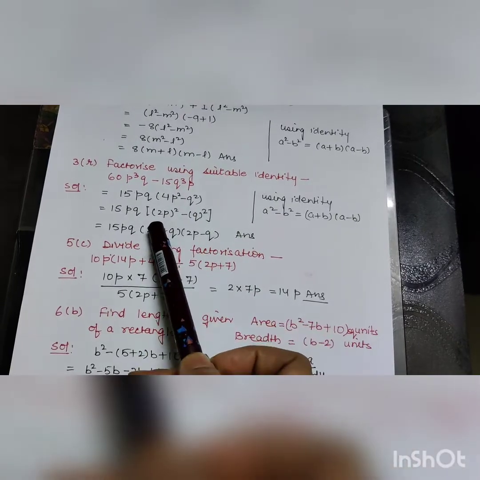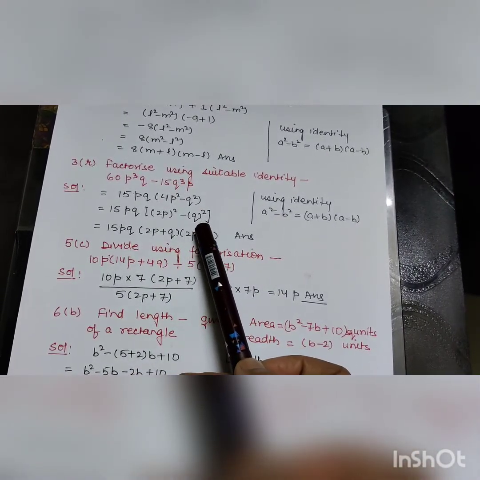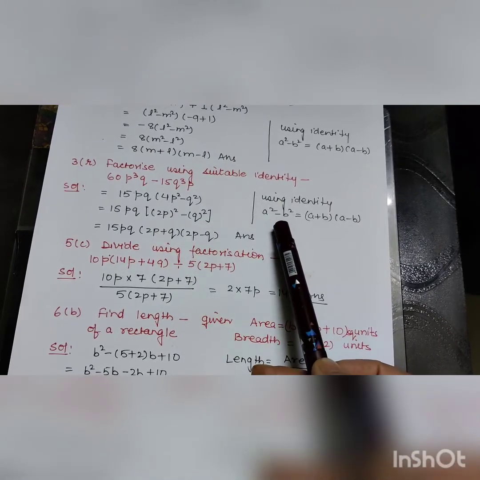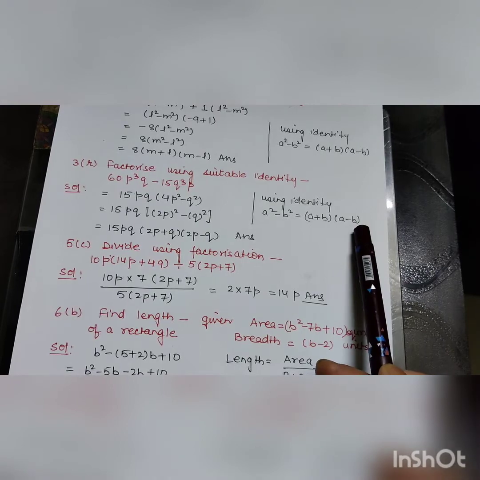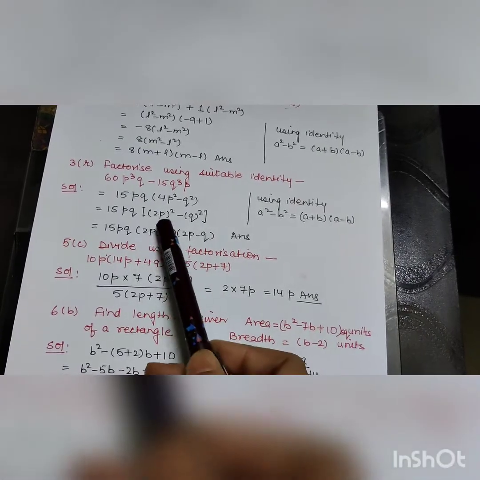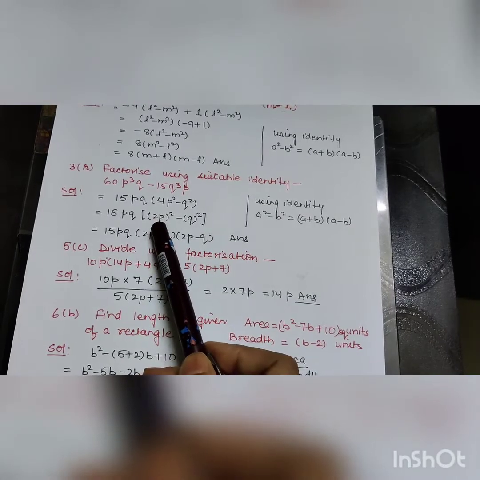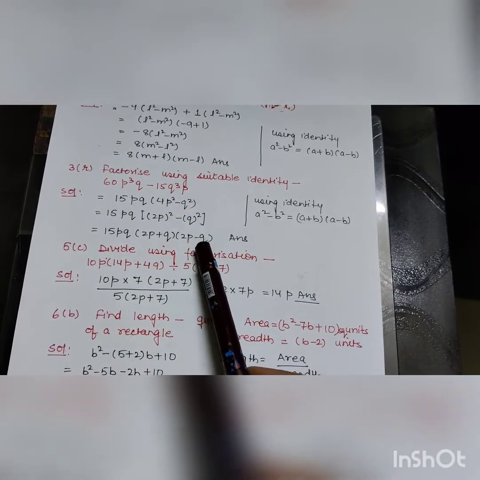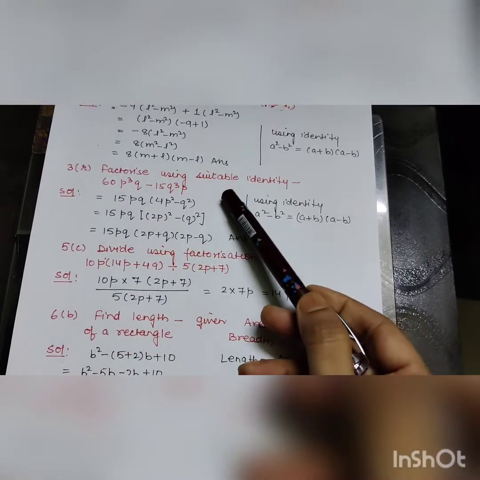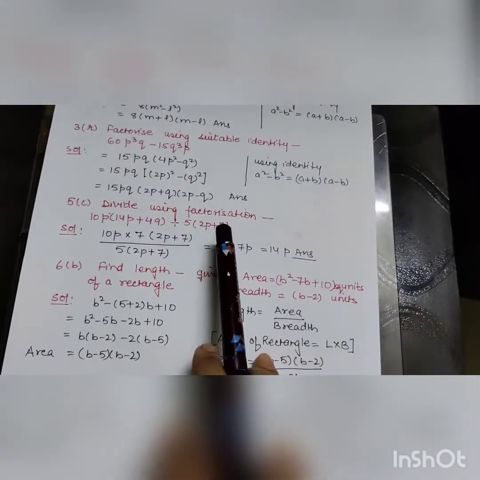4P square can be written as the square of 2P, and Q square can be written as the square of Q. And we are using here the identity A square minus B square equal to A plus B into A minus B. So this can be factorized as A plus B into A minus B, where A is 2P and B is Q. So 2P plus Q and 2P minus Q. So these three are the factors of this given expression, and we have used this identity.